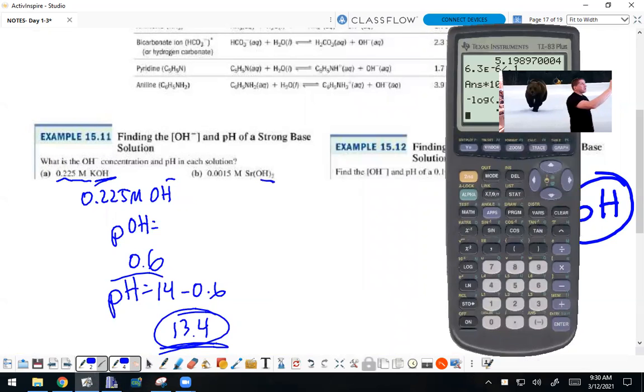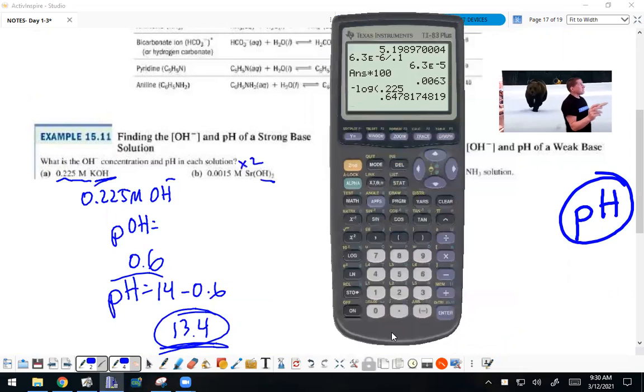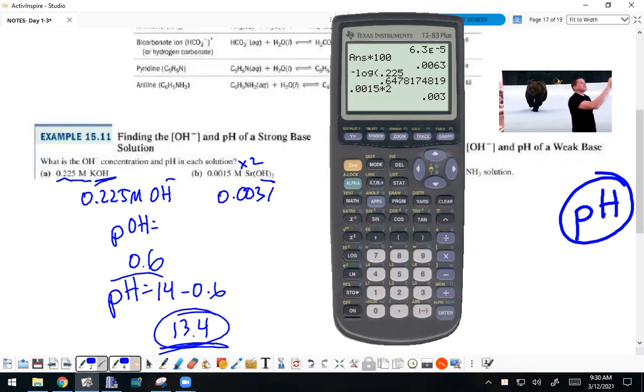Strontium hydroxide, we have 2 hydroxides. So I have to now multiply that concentration by 2. I showed you how the stoichiometry of that works earlier. So this is 0.003 molar OH minus, which is 3 times 10 to the minus 3 OH, which gives us a pH a little less than 3.